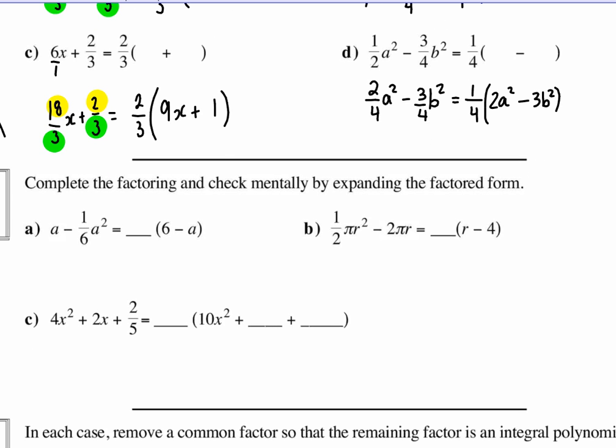This is AP, so this could be on your AP quiz. But it's not on the exam. Not the unit exam, no.